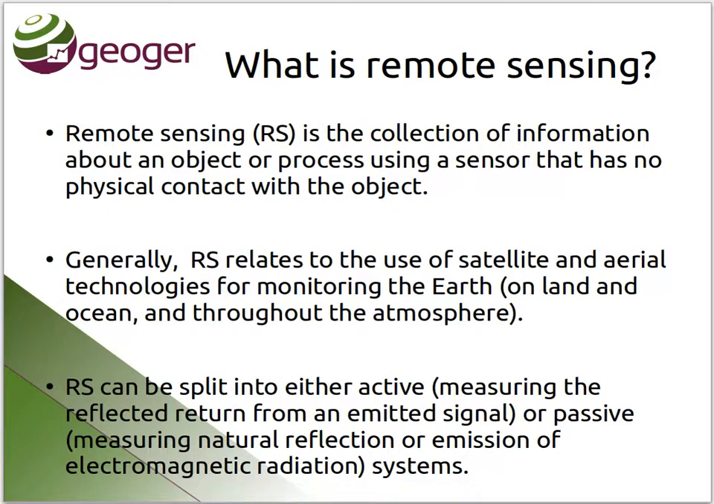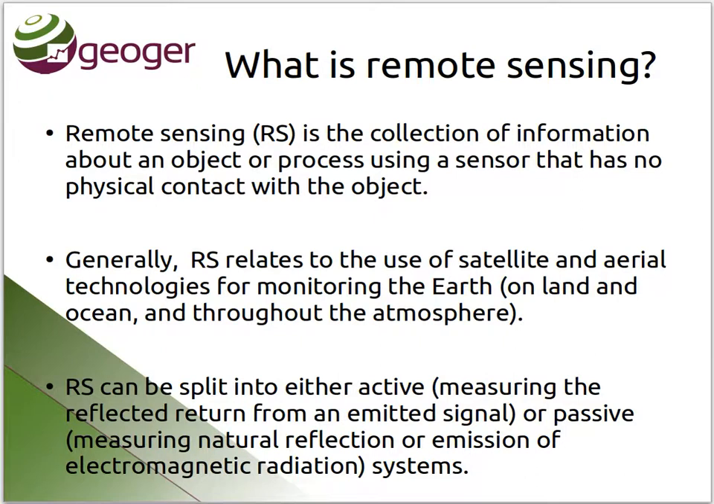So what is remote sensing? Now, effectively it is just the collection of information about a target using a sensor that has no physical contact with that object or target. In most cases, remotely sensed data or information relates to the use of data capture by satellite and aerial technologies, mainly for monitoring the Earth for environmental or other reasons.